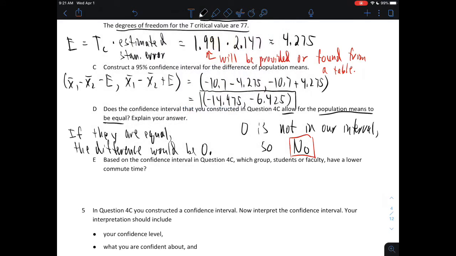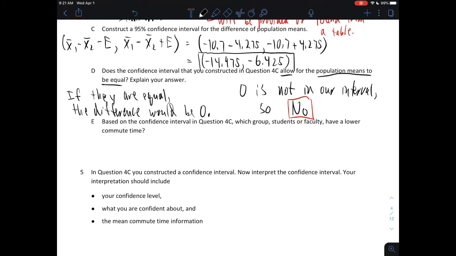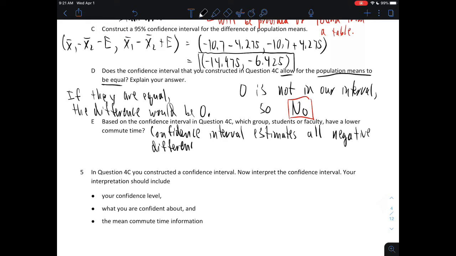Part E, based on the confidence interval, again, that we had in question 4C, which group, students or faculty, have a lower commute time? So what we can notice is that the confidence interval is estimating all negative differences. Those are the only possibilities, since we have negative 14.975 up to negative 6.425.